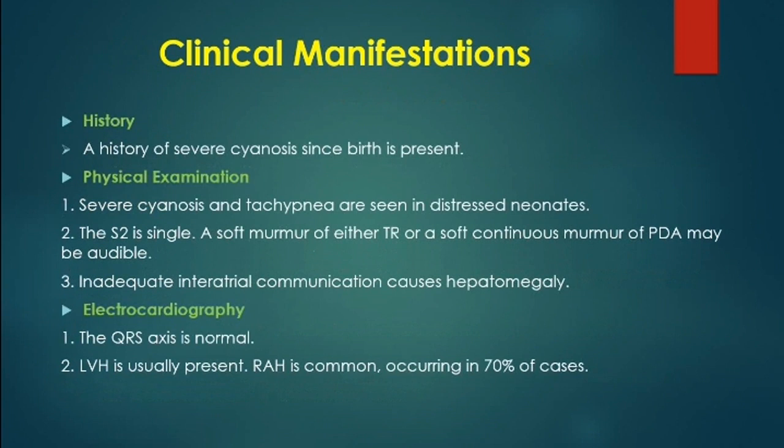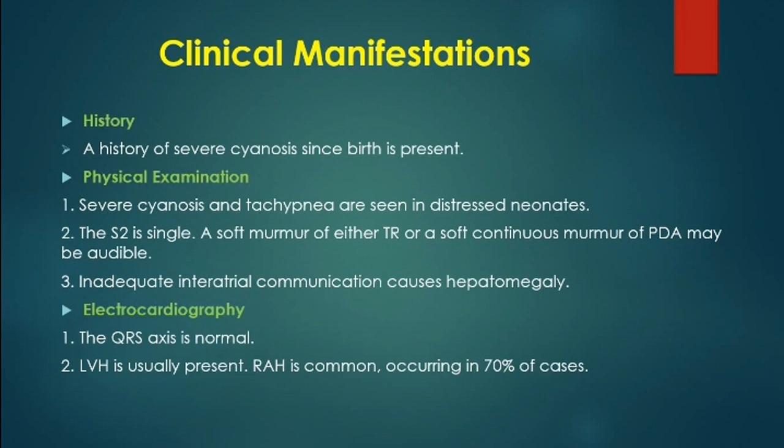These patients present with a history of cyanosis since birth. By examination, the patient is cyanotic, tachypneic, with a single second sound. There is a soft murmur of tricuspid regurgitation, or a continuous murmur of PDA may be audible. If the interatrial communication is inadequate, we can elicit hepatomegaly.